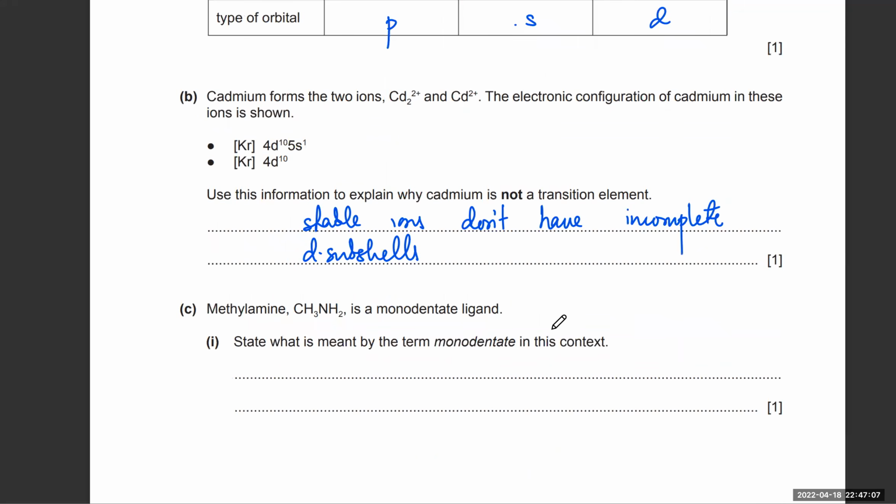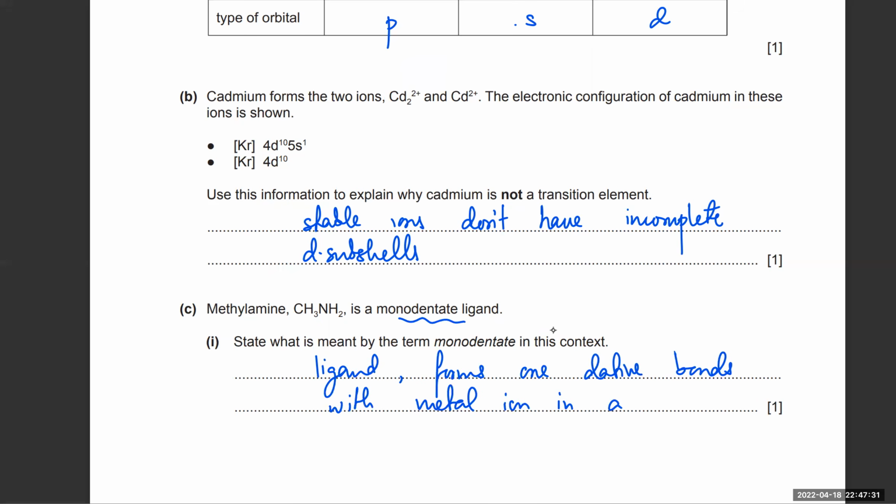State what is meant by the term monodentate. That means it's a monodentate ligand, a ligand which forms only one dative bond or coordinate bond with a metal ion in a complex, or in a complex ion.